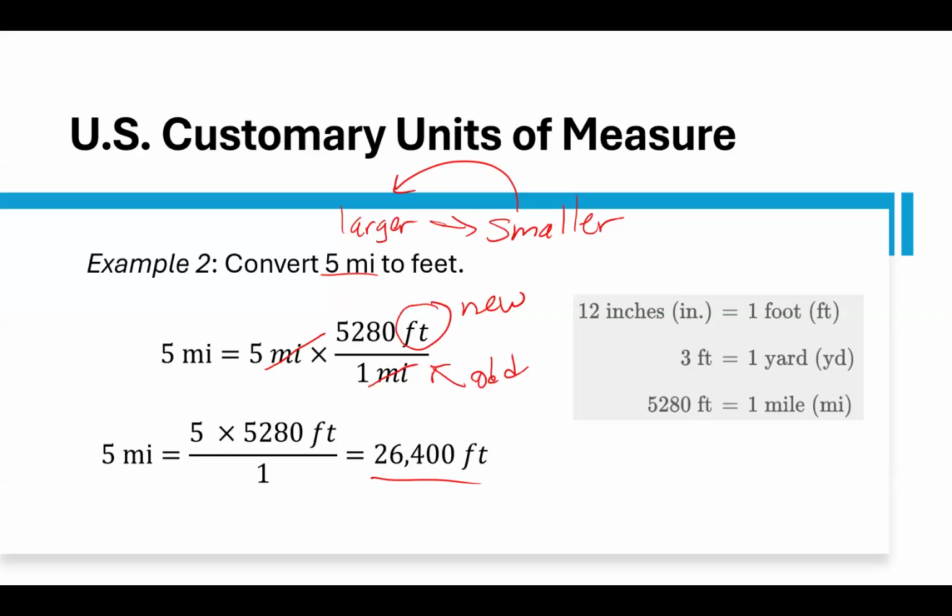It's always a good idea, even though you set up the fraction, even though you set up your operation, to keep in mind what you are expecting to have at the end. Does your answer make sense?